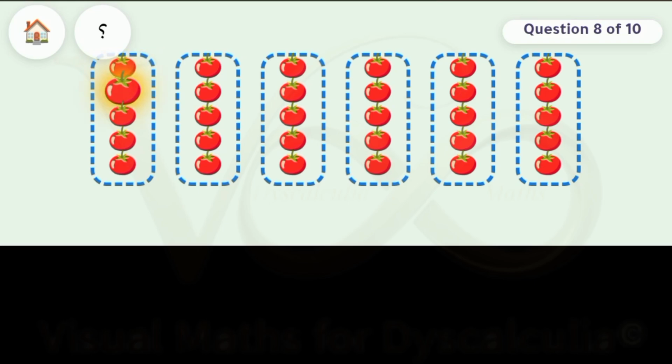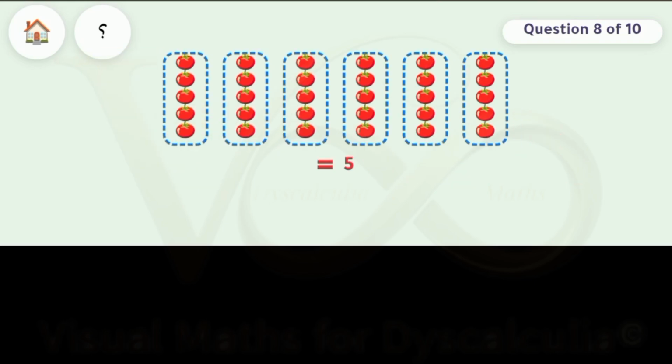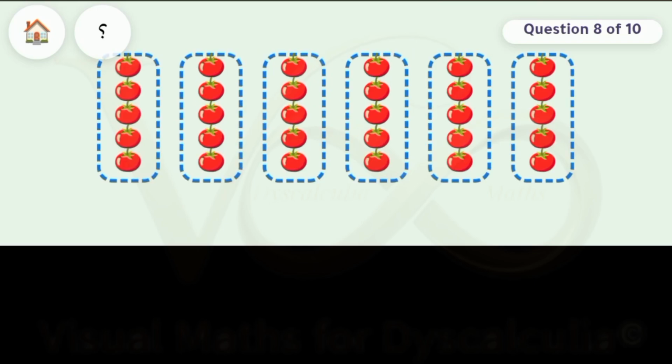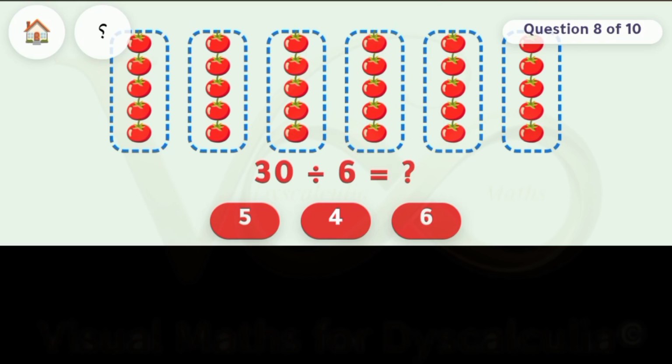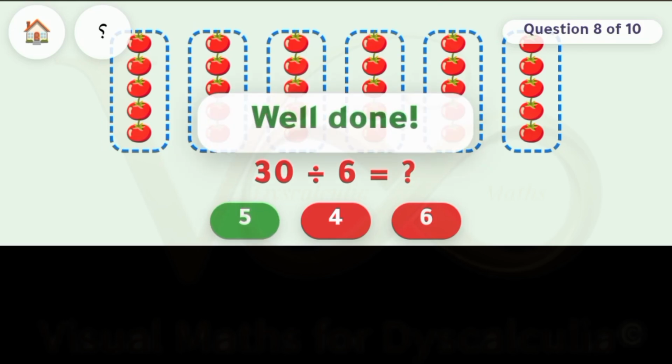One, 2, 3, 4, 5. Each group has 5. What is 30 divided by 6? Well done.